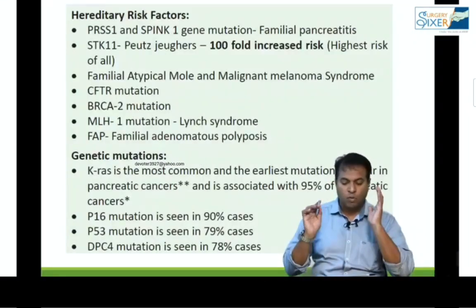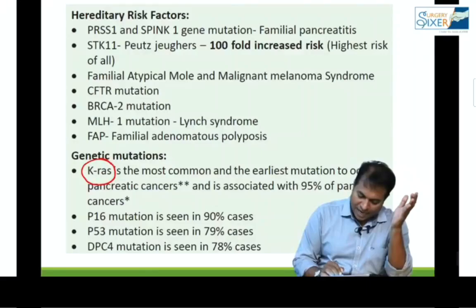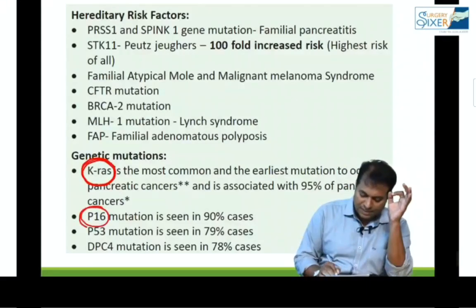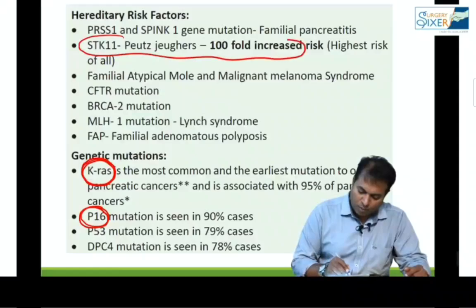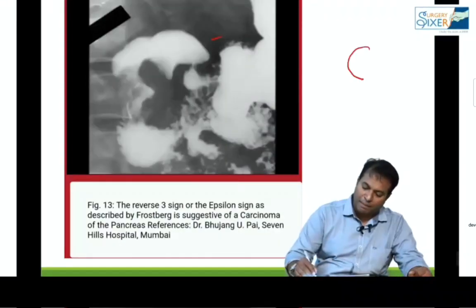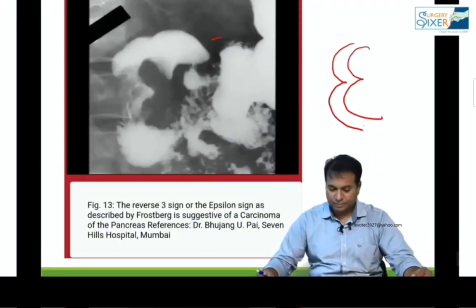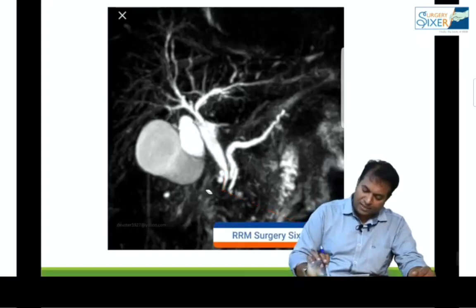So please don't forget, what is the most common mutation seen in pancreatic cancer? KRAS mutation is the mutation seen in pancreatic cancer. Second is P16. And which hereditary risk factor has 100-fold risk? 100-fold risk is seen with Peutz-Jeghers syndrome. Please don't forget. And this appearance is what I told you on a barium meal, a reverse 3 or epsilon sign. And this is what I told you, double duct sign. You can see the ducts are separated, double duct sign.